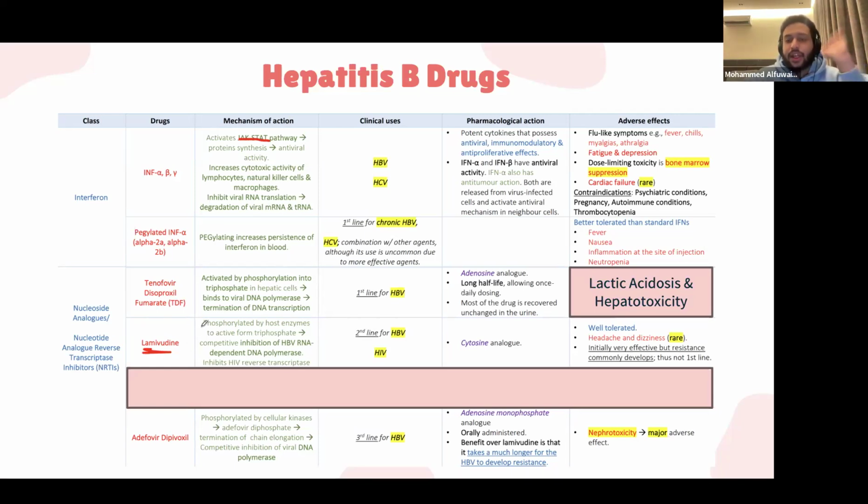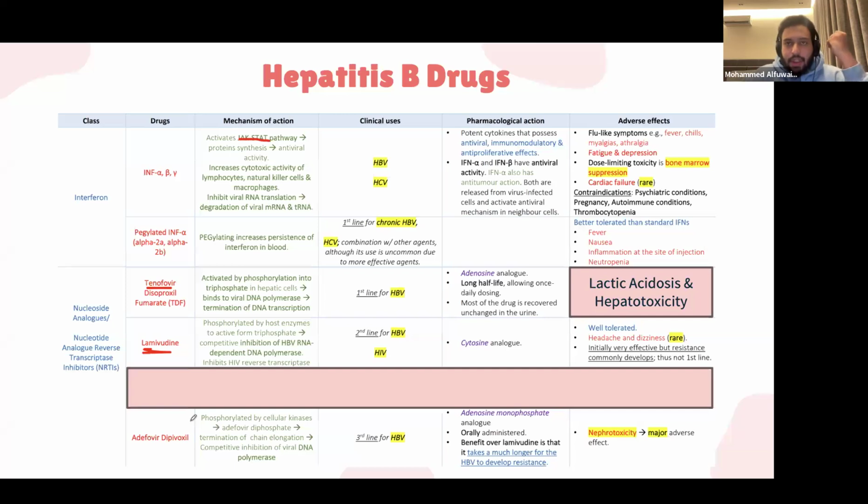Then you have nucleoside analogs for hepatitis B. It's a DNA virus, so it will need to go through DNA replication. The main enzyme that all of these drugs inhibit is DNA polymerase. So for the DNA polymerase inhibitors, you have the nucleoside analogs, which are the same as the HIV ones, if you remember. You have tenofovir, lamivudine, and adefovir. These are the three you need to know.